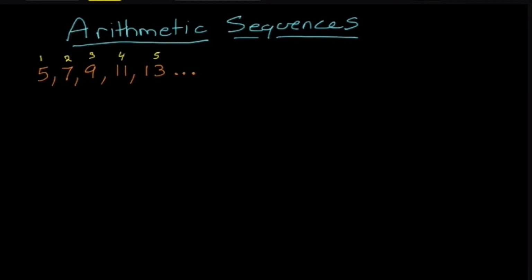And you may notice a little pattern here. To go from 5 to 7, we're adding 2. To go from 7 to 9, we're doing the same. To go from 9 to 11, again adding 2. And from 11 to 13, we're adding 2. And this repeated addition of 2 is what we call the common difference. So this is called the common difference.